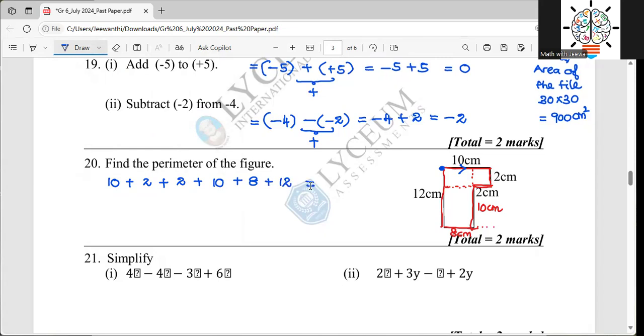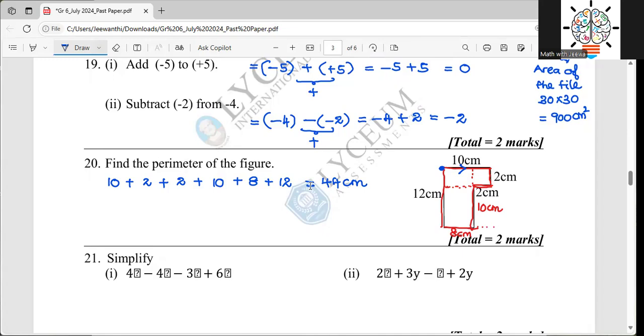Right? So then when you add everything together, 10 plus 2, 12, 12 plus 2, 14, 14 plus 10, it is 24 plus 8, 32 plus 12, 10 plus 2 plus 2 plus 10 plus 8 plus 12. Yes, the answer is 44. Answer is 44 centimeter. Right?